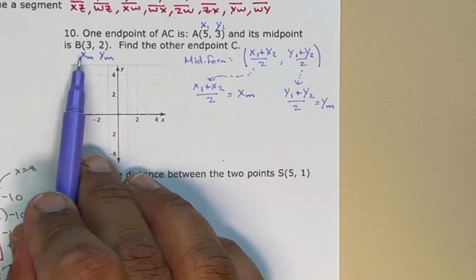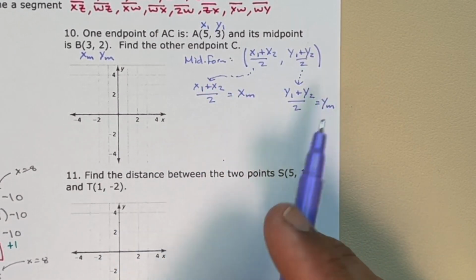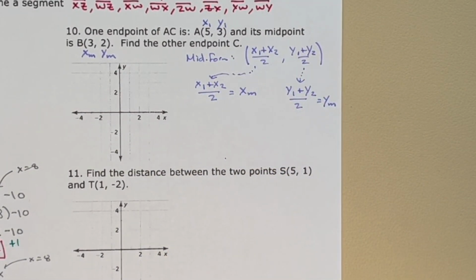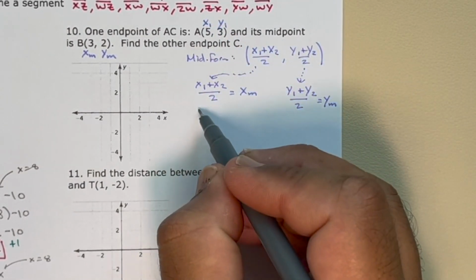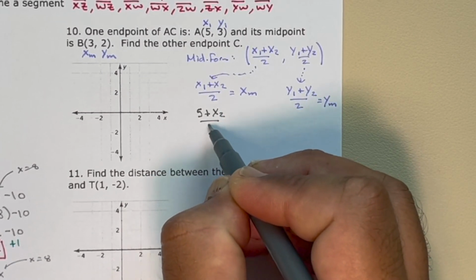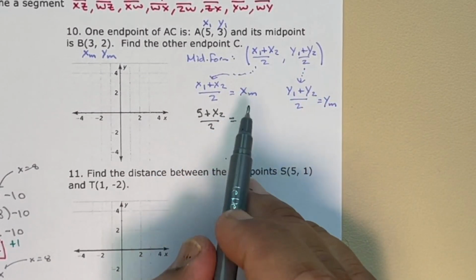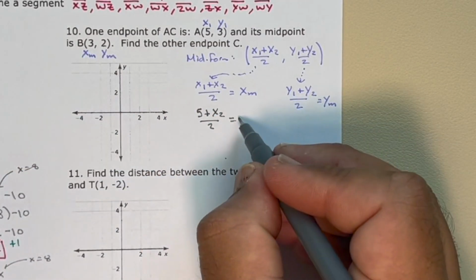So this feels like the answer's here, not one of these, but the answer on the end. So if I use that, I get a slightly different equation here. So using x1 is 5 plus something I don't know over 2 equals the x value of my midpoint, which is 3.